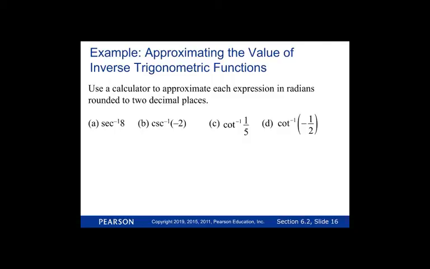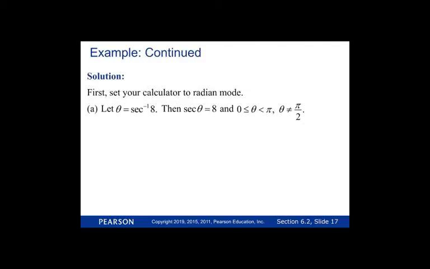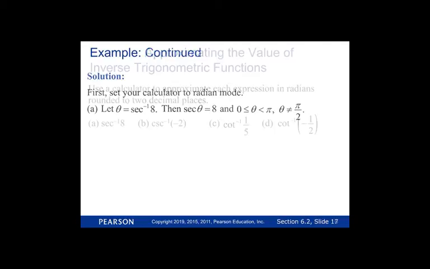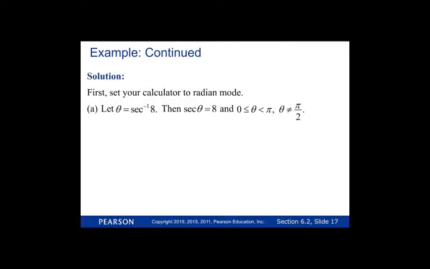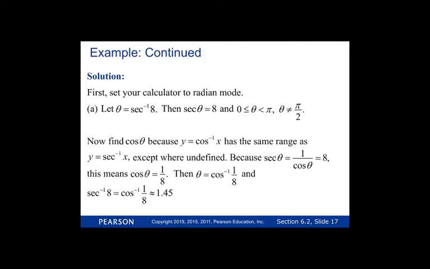Set your calculator to radians. Let theta be this, then secant is the same kind of argument. Now find theta cosine. 1.45. You see it at the end?